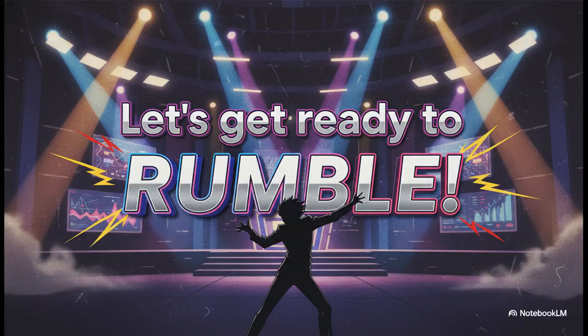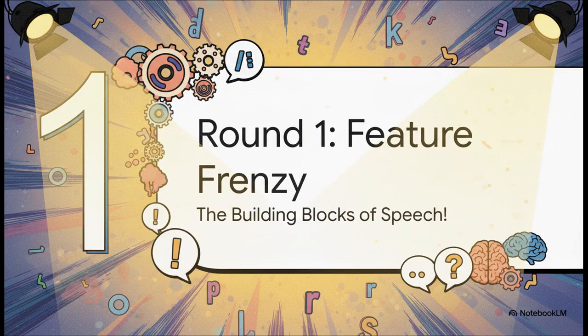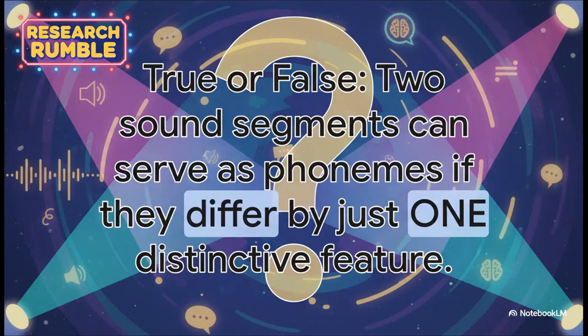Let's do this. All right, welcome to our very first round, Feature Frenzy. We're kicking things off with the absolute fundamentals, the tiny little building blocks that make all of speech possible. First question is coming your way right now. Okay, let's get warmed up with a classic true or false. You've got 5 seconds on the clock. Just think about what really makes a P sound different from a B sound.